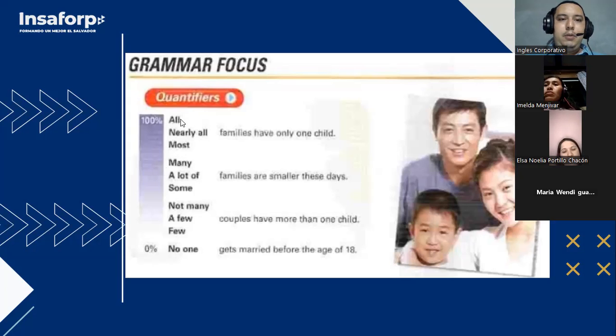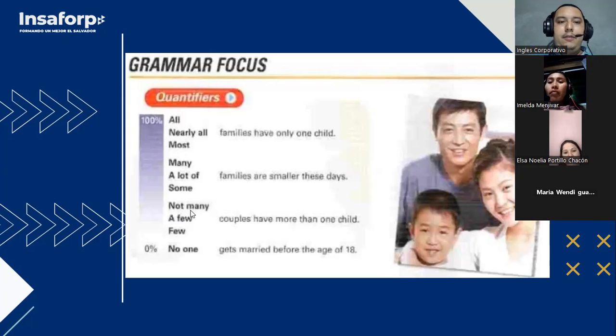Okay, well, guys, here we have some examples about the percentage, about how we can use each of them. Here we have none, and we have a real example: no one gets married before the age of 18. No one. What does this mean? No one gets married before the age of 18. No one. O sea, nadie.